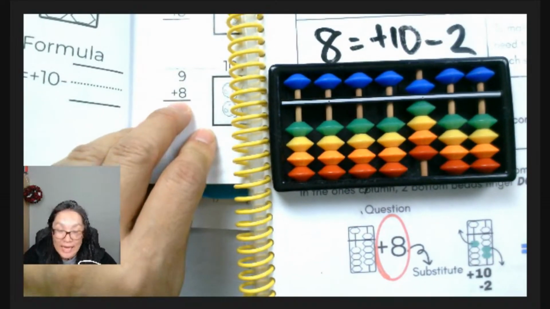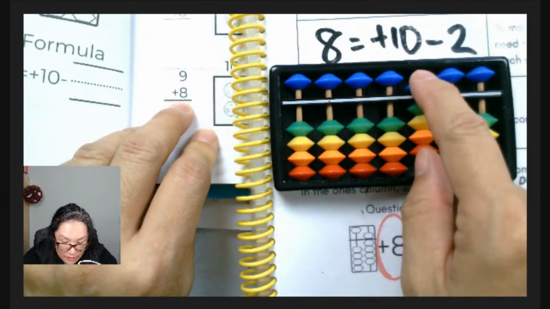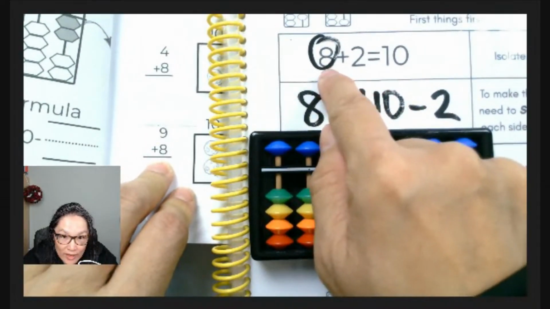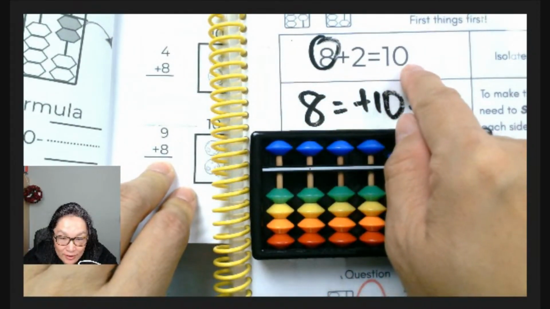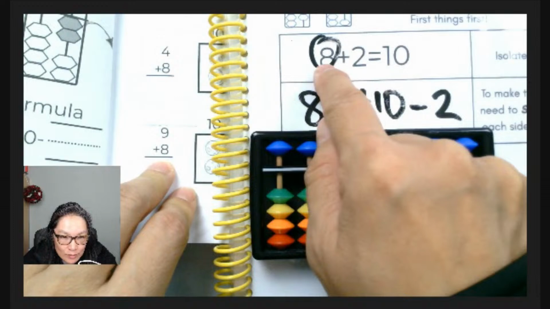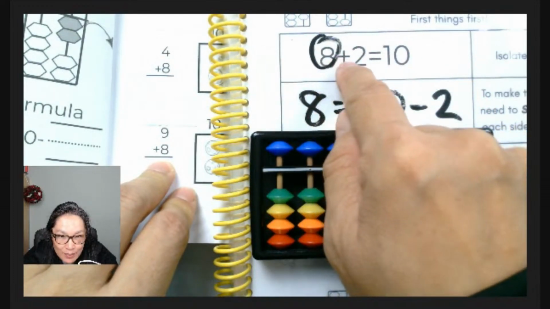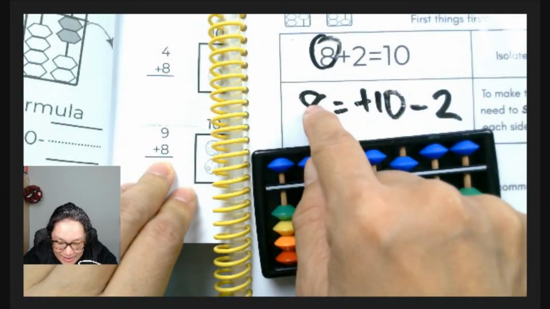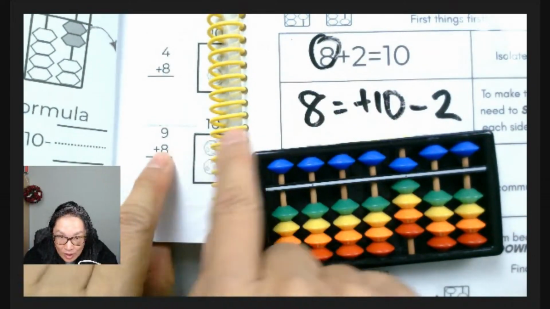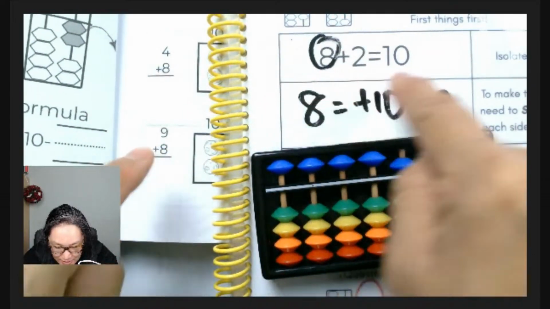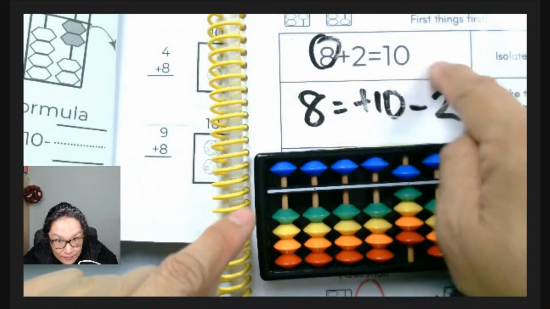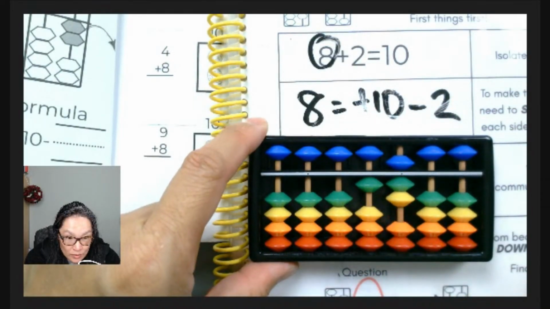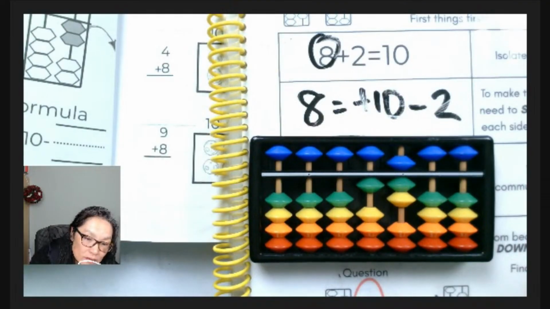So here we do 8. Is there enough? No, there's not enough. We know that the 8 and 2 makes a 10. Notice it's a very similar concept. Because 8 plus 2 is equal to 10, let's isolate the 8. When we isolate the 8, because this 8 and this 8 are the same, we're going to substitute this. So plus the 10 minus the 2. What is your answer?